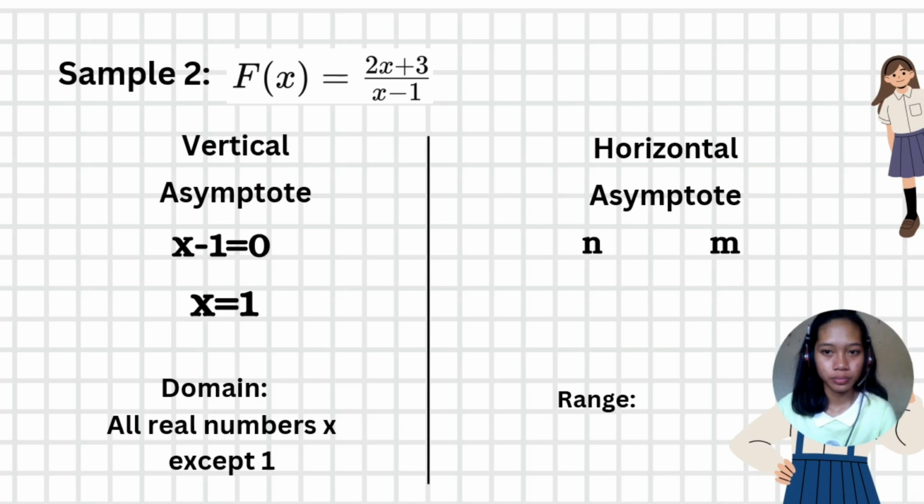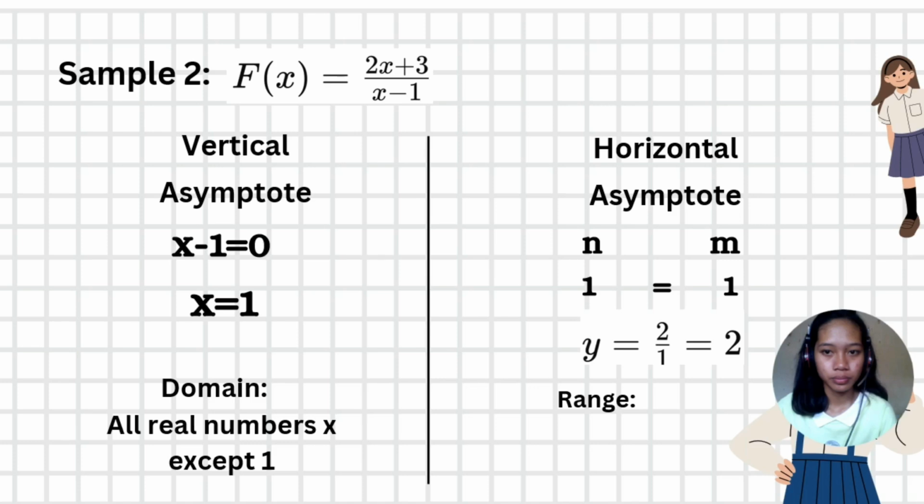Let's find the horizontal asymptote. Since the degrees of the numerator and the denominator are both 1, what will be the ratio of the leading coefficients? What do we get? Right, the leading coefficient of 2x plus 3 is 2, and for x minus 1, it's 1. So the horizontal asymptote is y equals 2 over 1 equals 2.